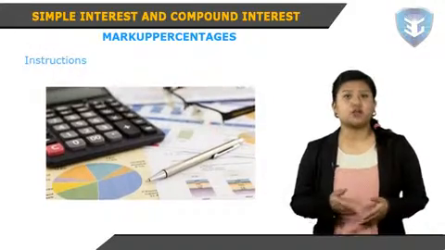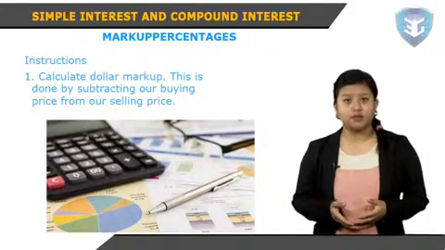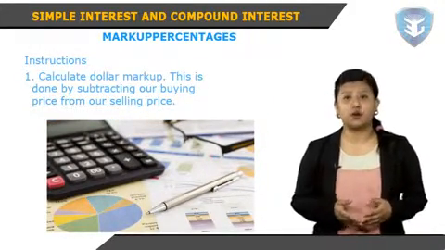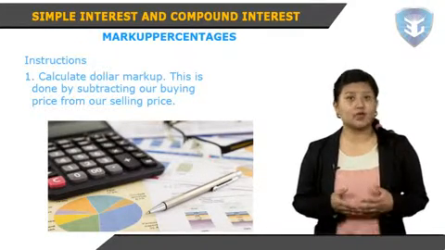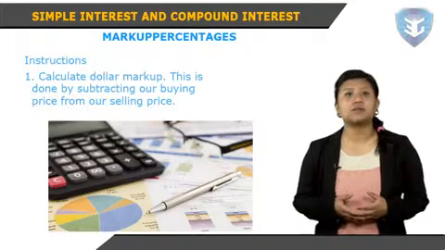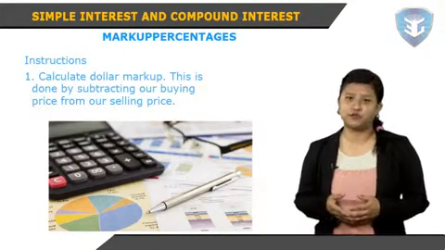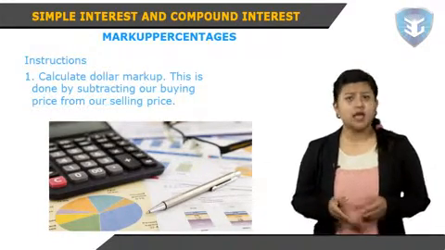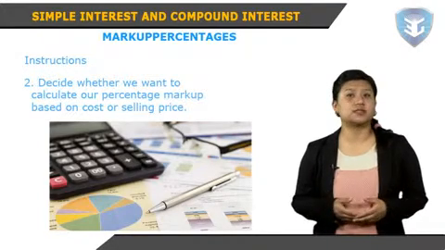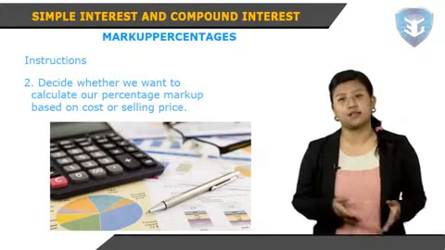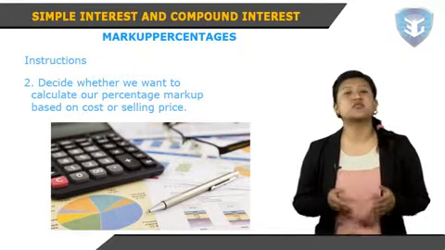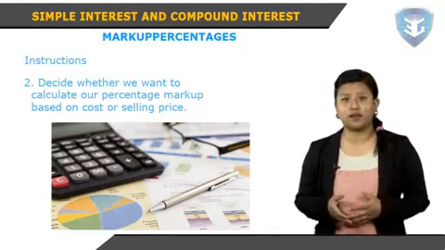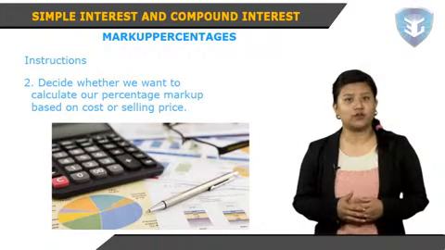The instructions. Step 1: calculate the dollar markup. This is done by subtracting a buying price from a selling price. So if we purchase an item for $10 and we sell it for $15, our dollar markup is found by subtracting 10 from 15 and our result is $5. Step 2: decide whether we want to calculate a percentage markup based on cost or the selling price. Once we choose which we will be calculating, it is important we stick to the method we choose throughout all our calculations or we will end up with faulty data.